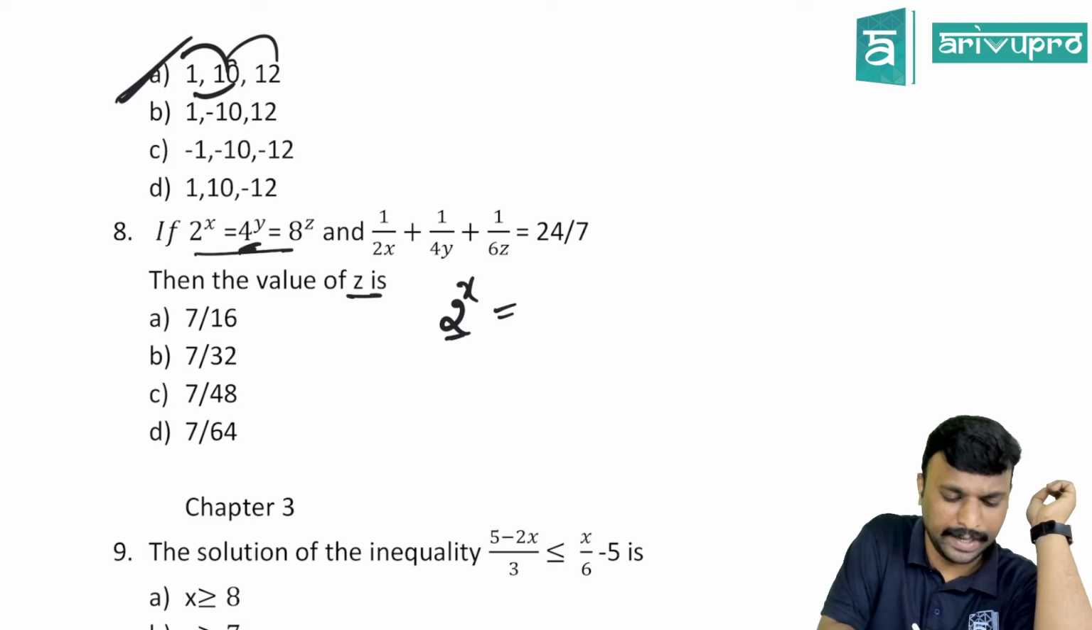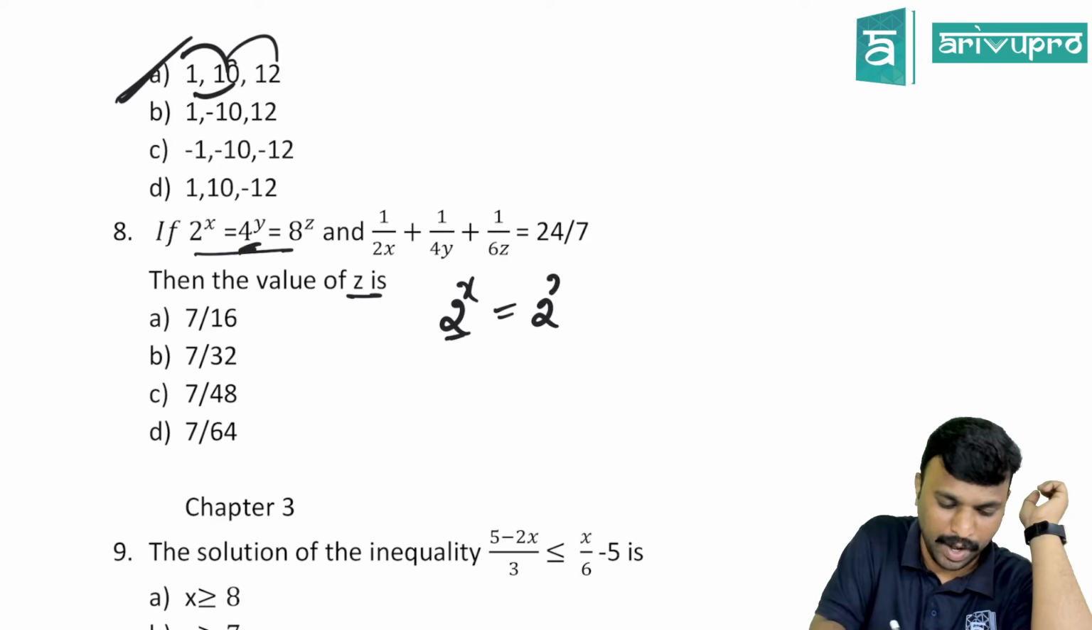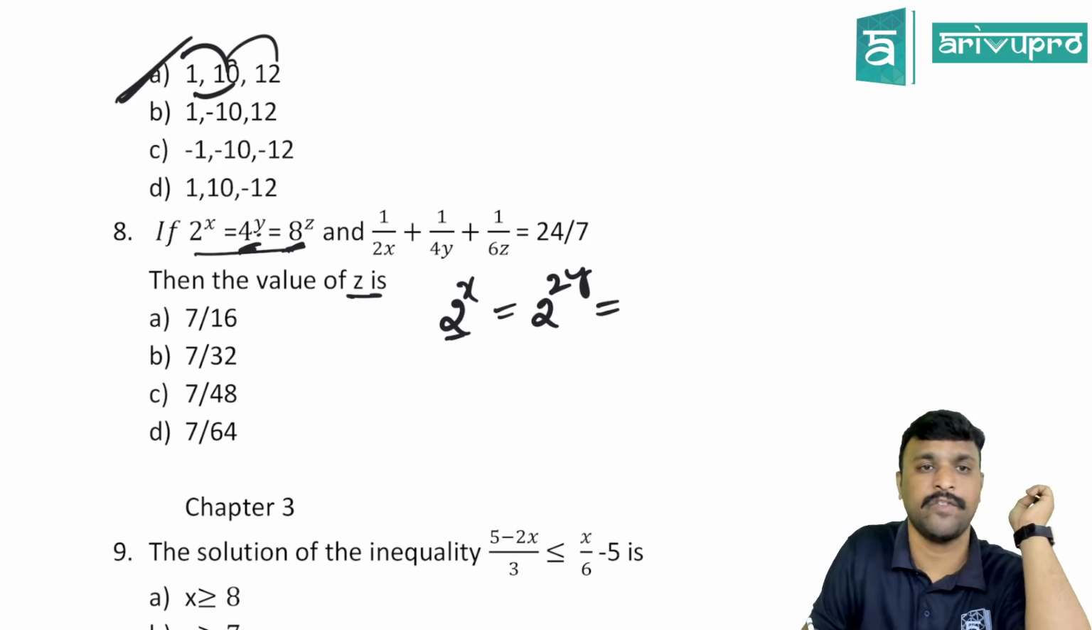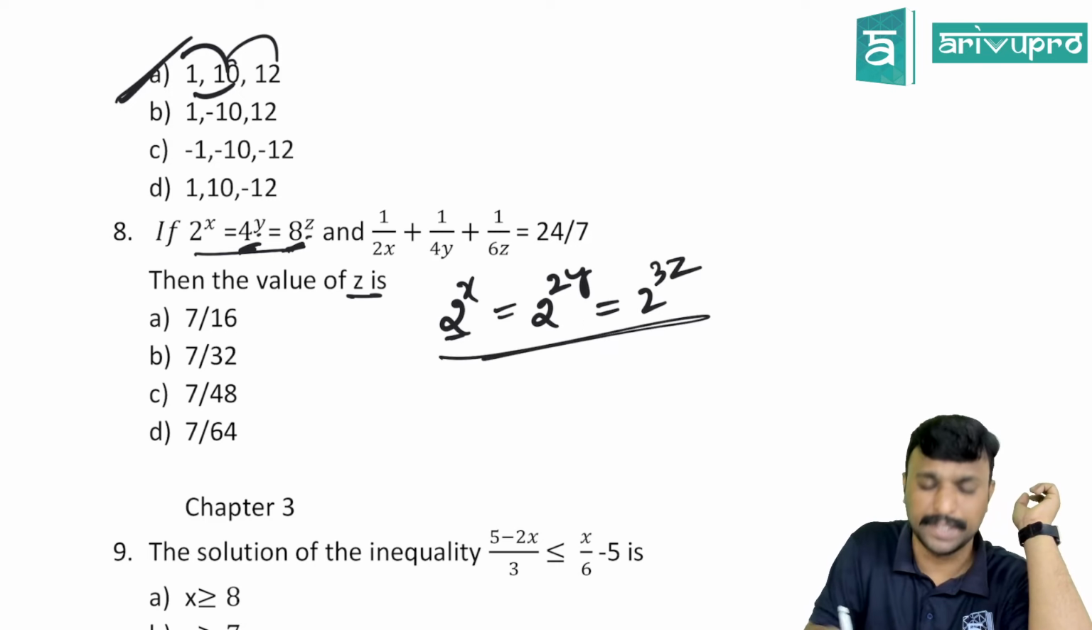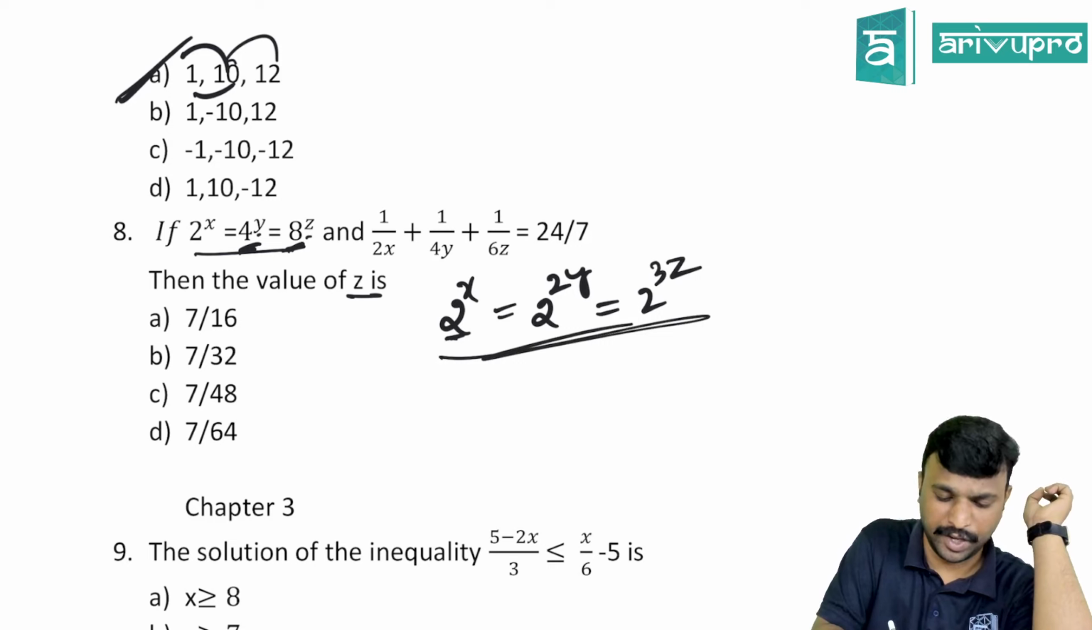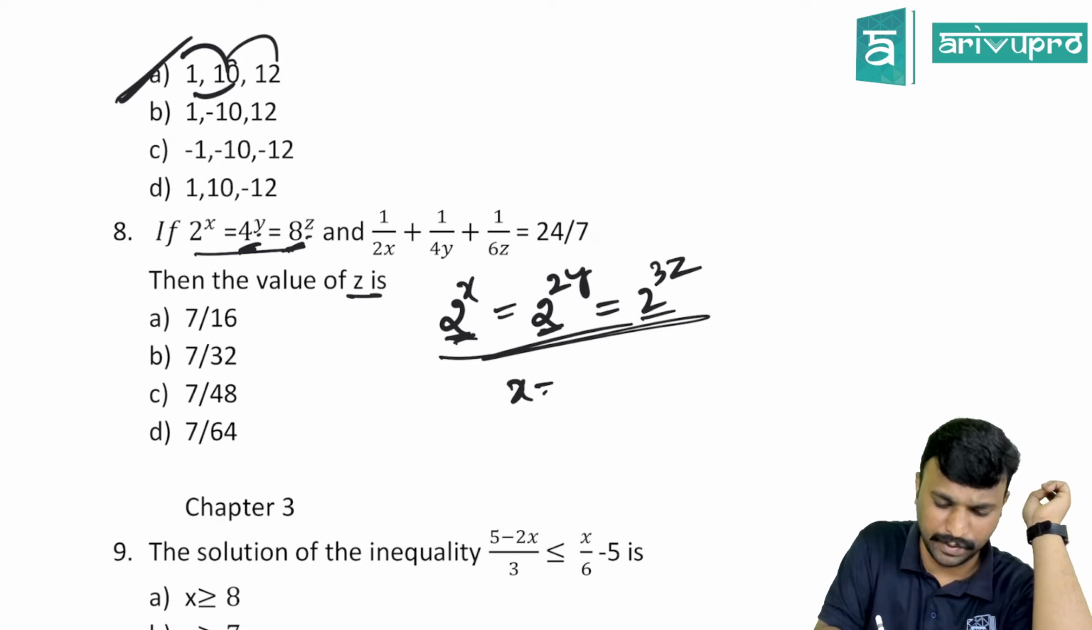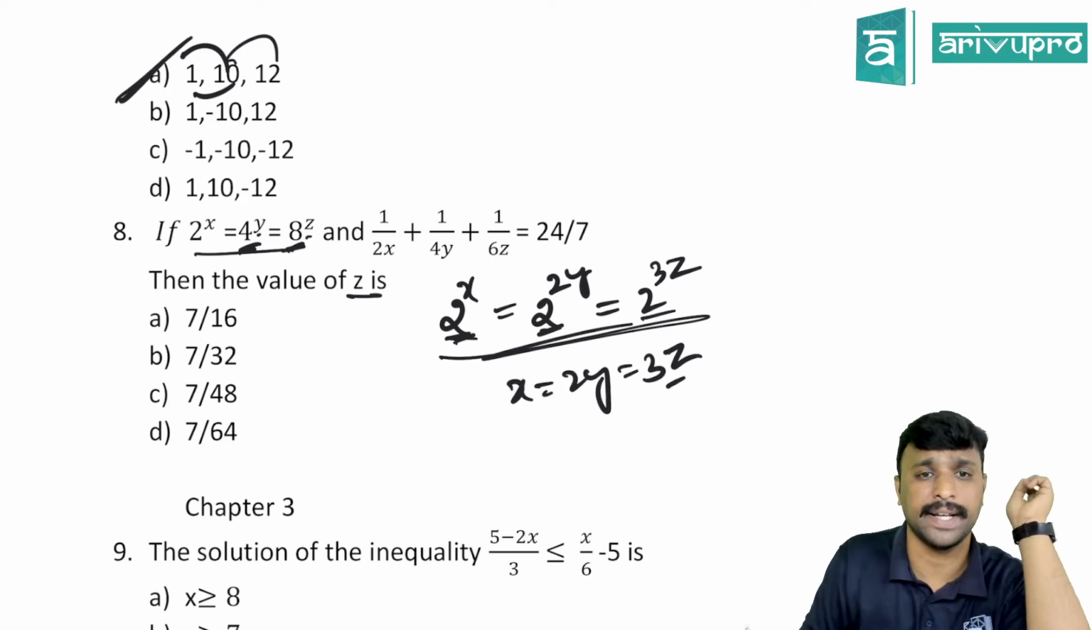So what, you write 4 as 2 power 2. Already power y is there, so 2 power 2y. How do you write 8 in terms of prime number? It is 2 power 3. Already the power z is there, so 3z. And if you can see, the bases are the same, so you can equate the powers. That means x is equal to 2y is equal to 3z. This is the relationship between x, y and z.